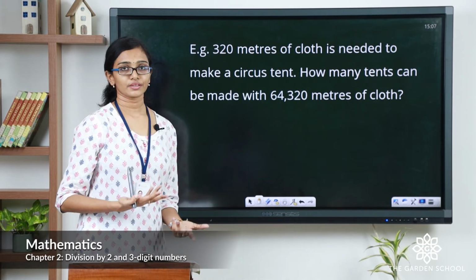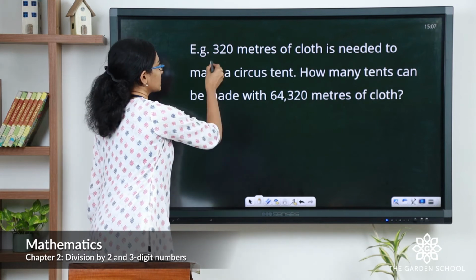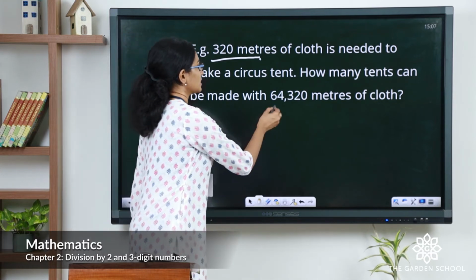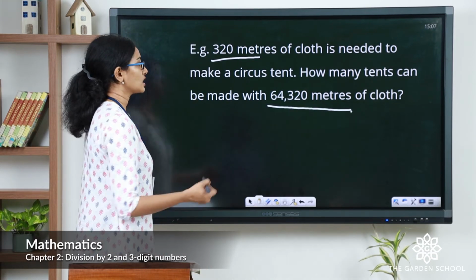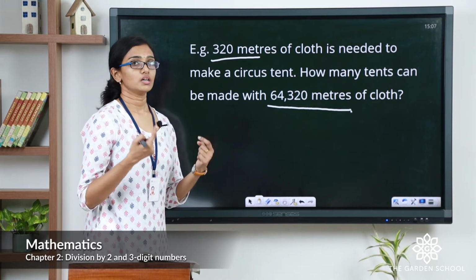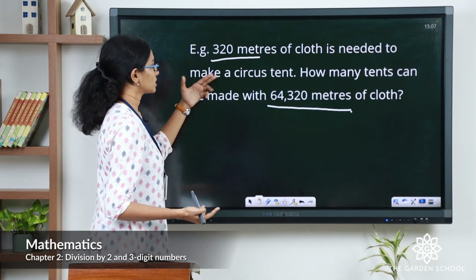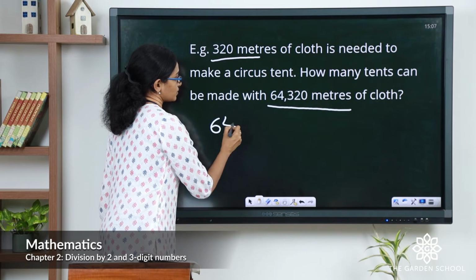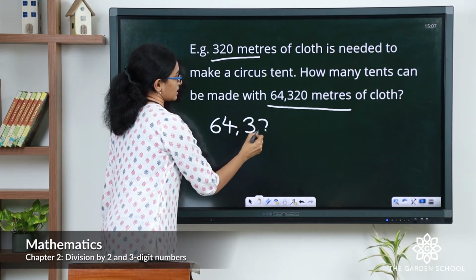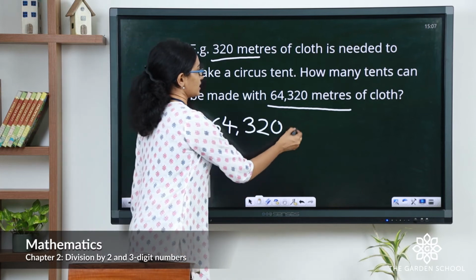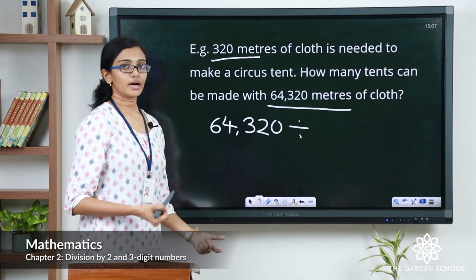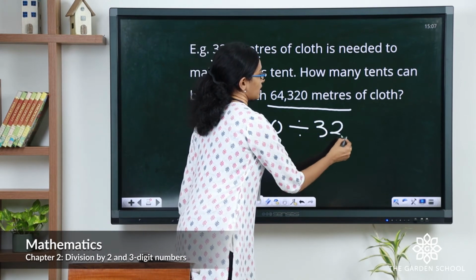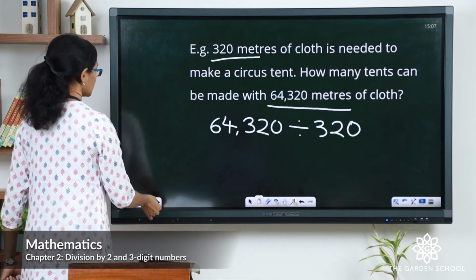What is the length of cloth needed to make one tent? It is 320 meters. Now, what is the total length of cloth that we have? It is 64,320 meters. Now, we have to find out the number of tents that we can make with a cloth with a total length of 64,320 meters. So, what you have to do? You have to divide 64,320, which is the total length of the cloth, by the length of the cloth needed to make one tent, which is equal to 320.